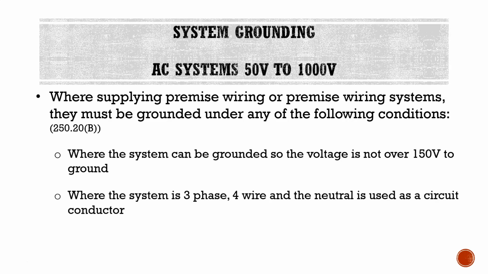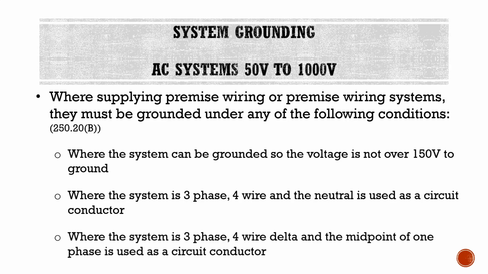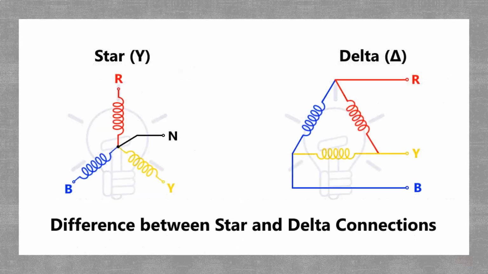Where the system is three-phase, four-wire, and the neutral is used as a circuit conductor, so this would be in the situation of a kind of an old-school delta system. We have a picture coming up. I'll explain that in a little more detail then. And where the system is three-phase, four-wire delta, and the midpoint of one phase is used as a circuit conductor. So I kind of got those points flipped a little bit there. Our second point would actually be for a Y system. And then our third bullet point here would be that delta system. And like I said, we have a little picture explaining that.